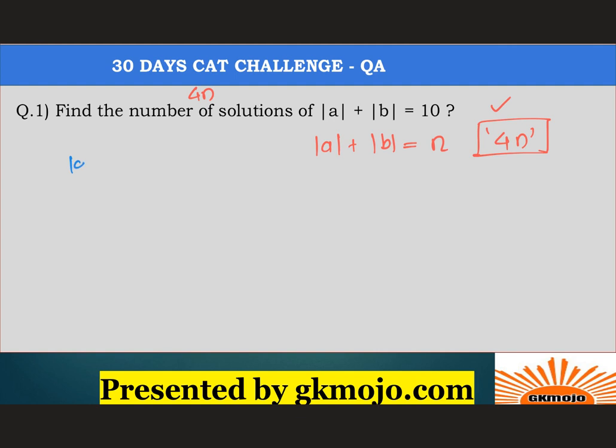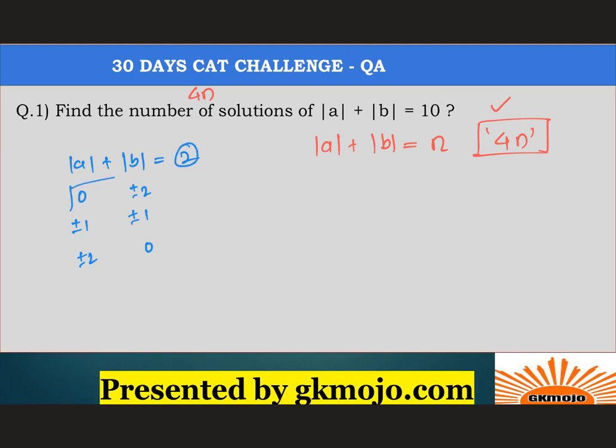Let's suppose you have modulus of A plus modulus of B is equal to, let's say, 2. So what are the cases? Let's jot down the cases. It can be 0 over here, and plus minus 2 over here. It can be plus minus 1 over here, plus minus 1 over here. It can be plus minus 2 over here, and 0 over here. In either case, you will get this addition to be 2.